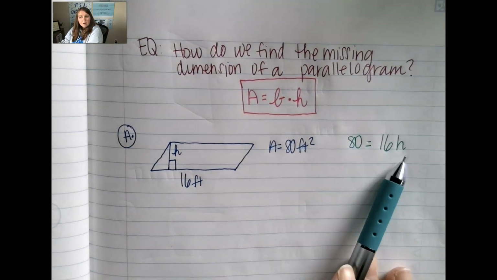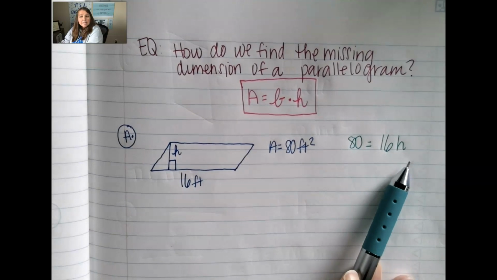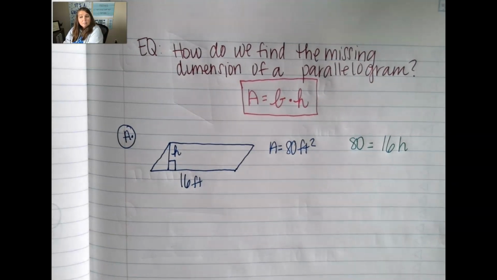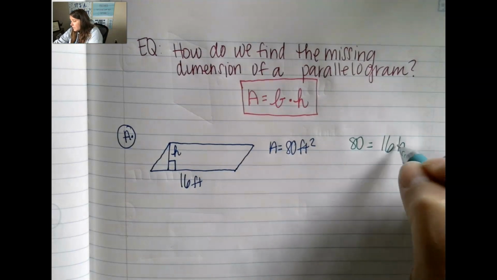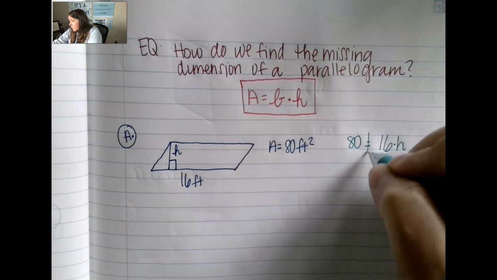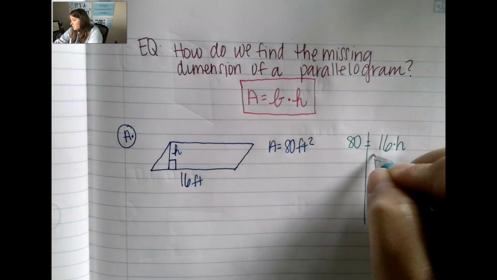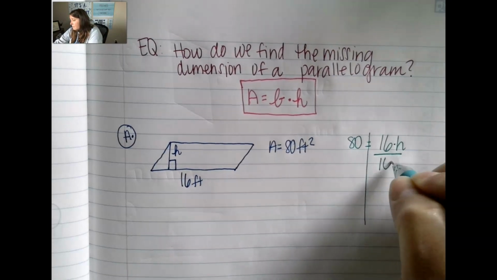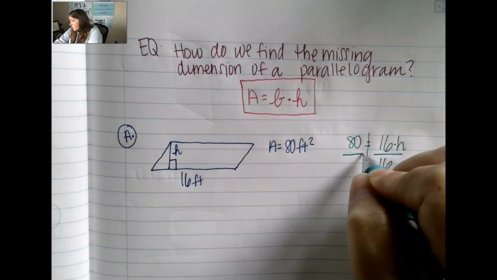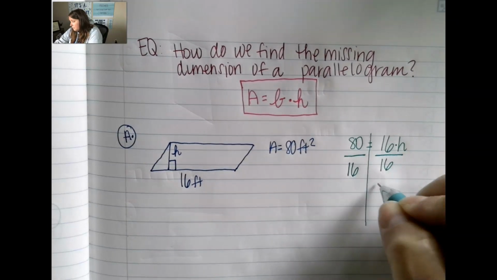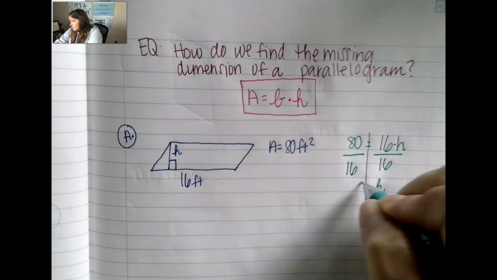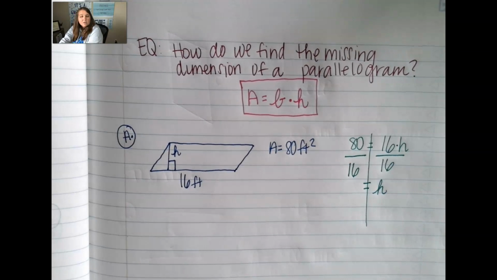Now, if you think back to a couple lessons ago, when you're trying to solve for a missing variable, we had to isolate the variable. So we're going to do that same thing, building on what we've learned in the past by isolating this variable. Right now it's multiplying, so to undo multiplication, we're going to use division. So we're going to divide by 16, and we're going to divide by 16. This is going to give us the h.